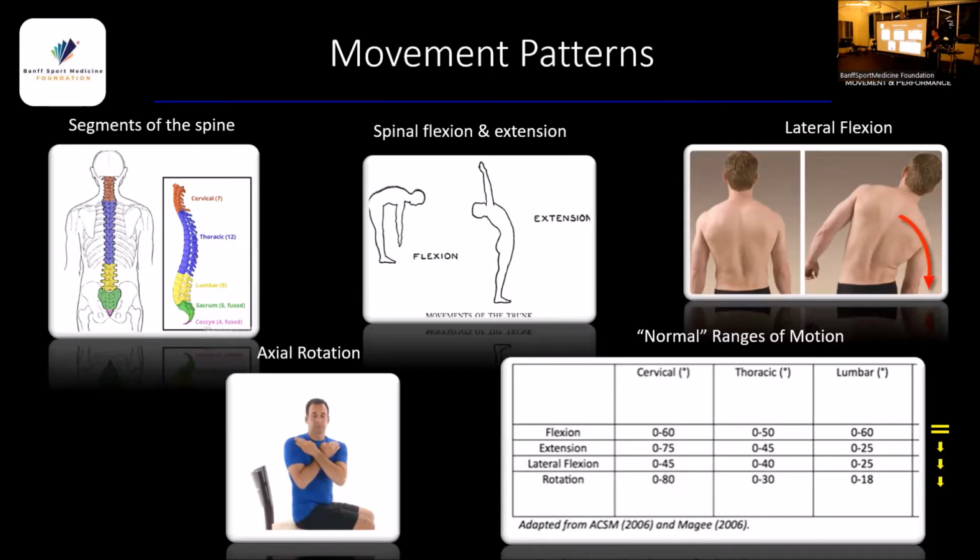The American College of Sports Medicine has this little diagram of the ideal or normal, whatever that is, ranges of motion in your spine.